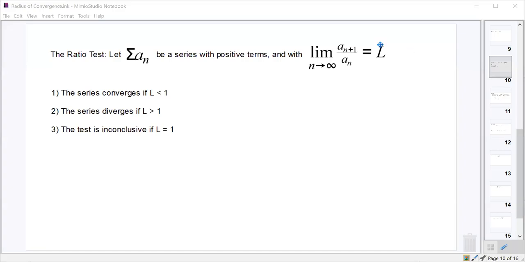So our next test to determine if a series converges or diverges is called the ratio test. The ratio test is a pretty powerful test. It gets used quite often.